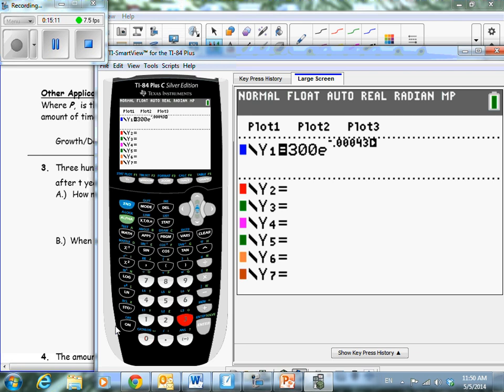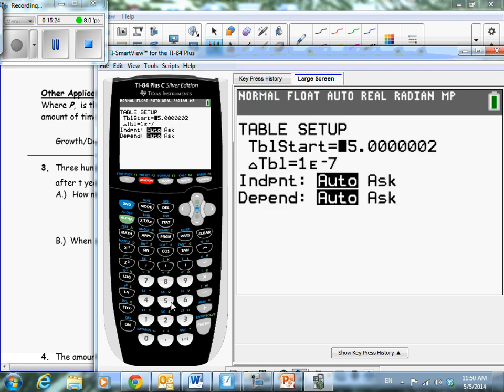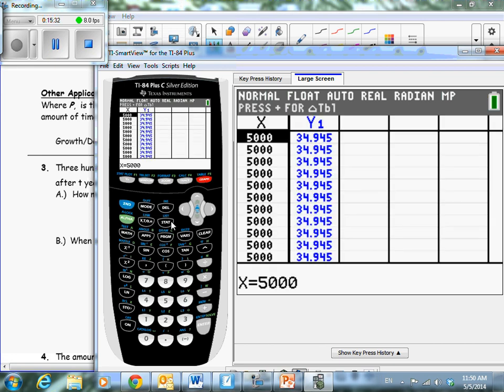Do I have enough zeros there? And what I do is, how do I find for 5,000? What's the quickest way to get to it? Second table set, and you request to start at 5,000 and go back to your table. It should start at 5,000 and it's at 34.945.